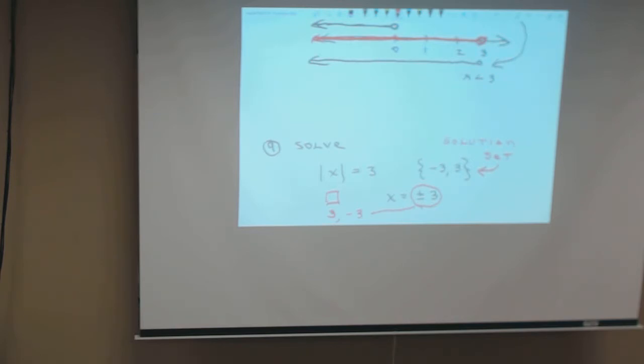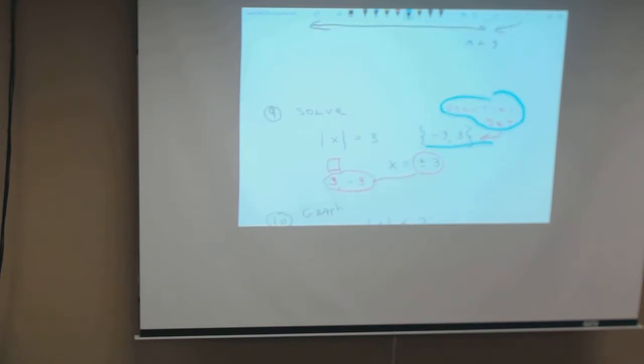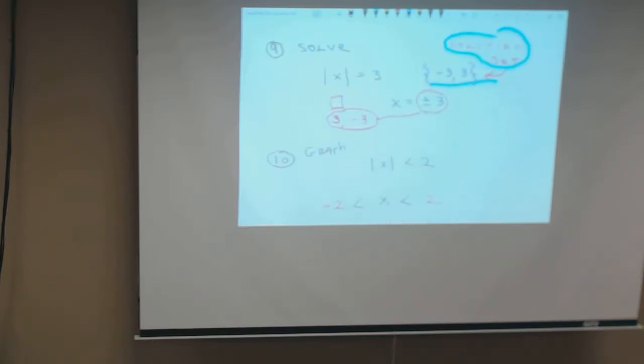So if it says solve, then you can just say plus or minus 3, or you can say 3 and negative 3. But if it says solution set, you better do this. The set whose elements are negative 3 and 3, or 3 and negative 3. It means the same thing either way. So read the questions carefully.